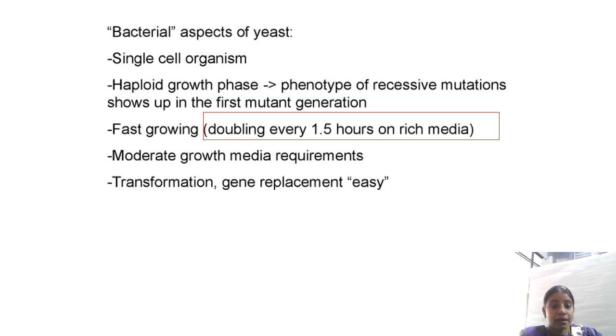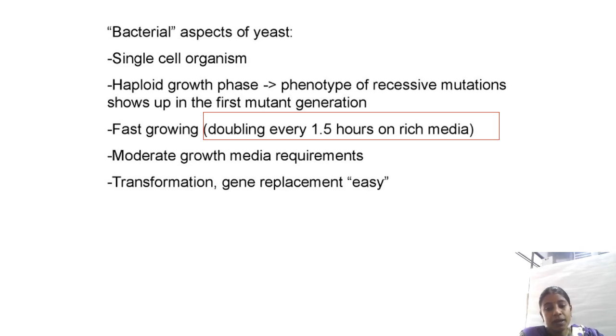If you see the bacterial aspects of yeast, okay, they are single-celled organisms. Saccharomyces cerevisiae are single-celled eukaryotic organisms, right? And the haploid growth phase of cells exists. And the recessive mutations can be studied with the haploid phase of cells. And they are fast-growing. If you see the doubling time, it is around 90 minutes, around 1.5 hours on the rich media. If you say on the YPD media, right?